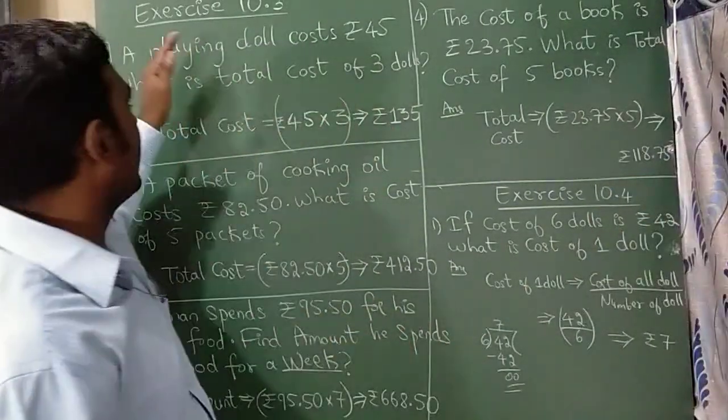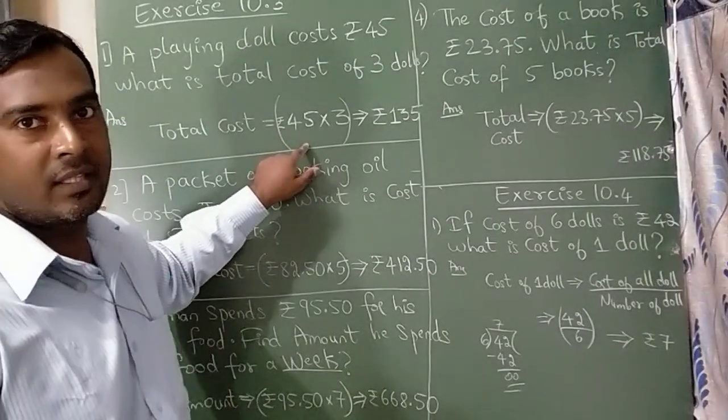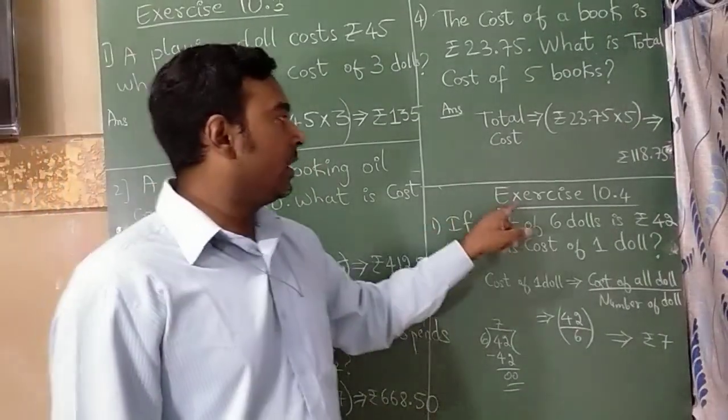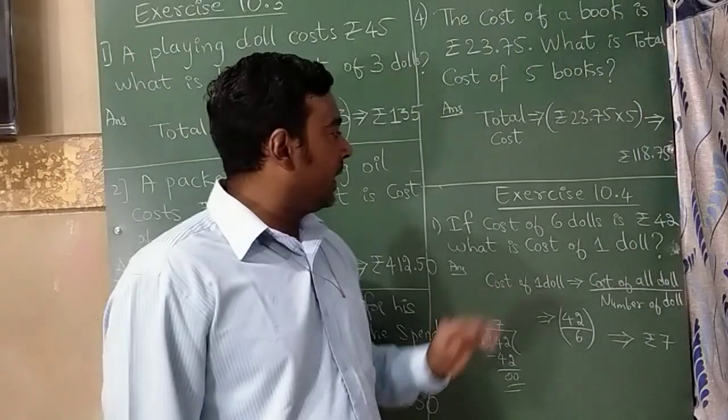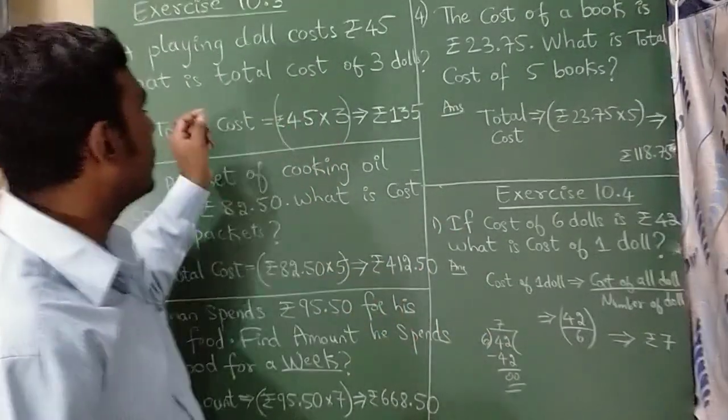So what did you learn from this exercise? This entire exercise is about multiplication. This is the trick. Now next exercise is 10.4. In this entire exercise, you need to divide. So that I was trying to tell.